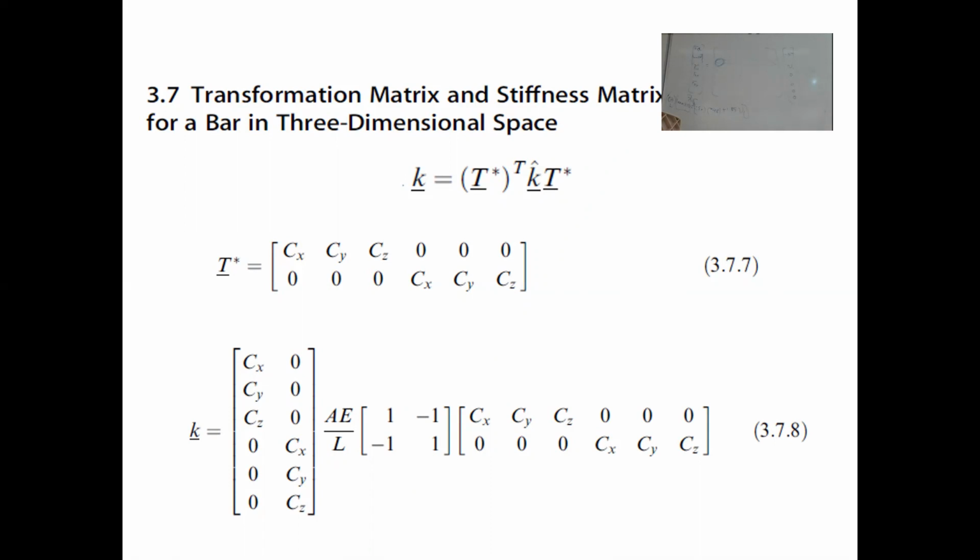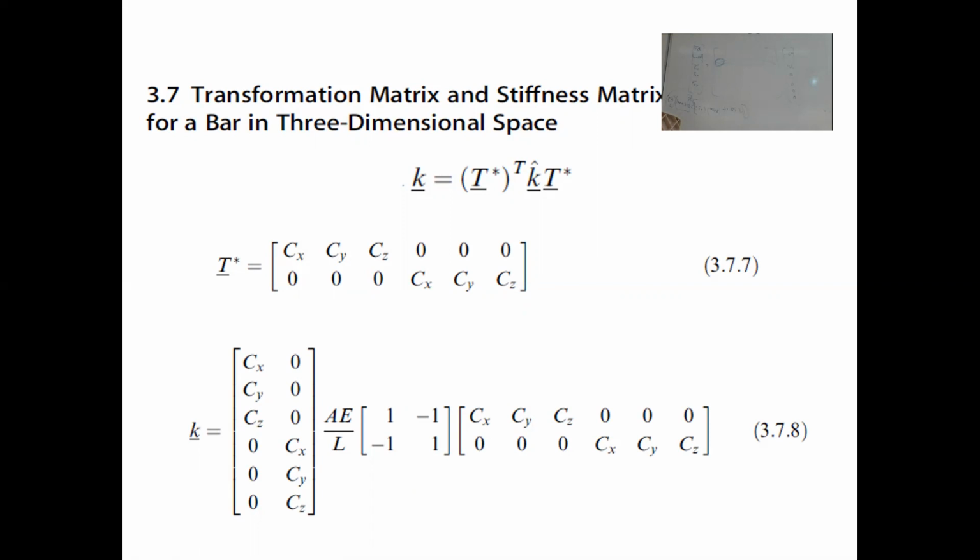Now, how do you go from local to global? You remember, you need to multiply by transformation, transpose and transformation. T transpose and T. Anybody can give me an idea what do you think? CX, CY, CZ. Have you heard about direction cosine of a vector? Cosine alpha, cosine beta, cosine gamma. Alpha is the angle between the vector and the x-axis. Beta is the angle between the vector and the y-axis.